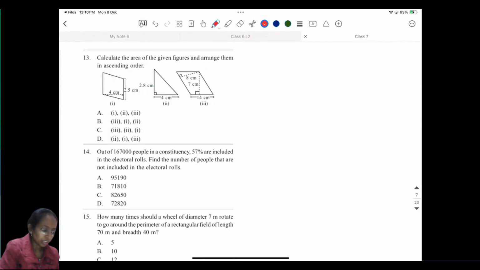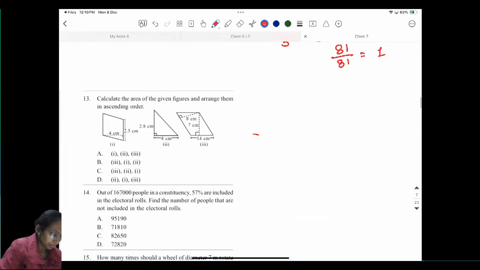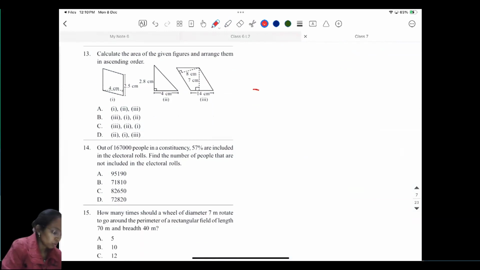Calculate the area of the given figure and arrange them in ascending order. So first one is a rhombus. Oh, rhombus, sorry. First one is the, just a minute, parallelogram. So what we can do is the area of parallelogram is base into height. So that is 2.5 into 4, which is equals to 10.